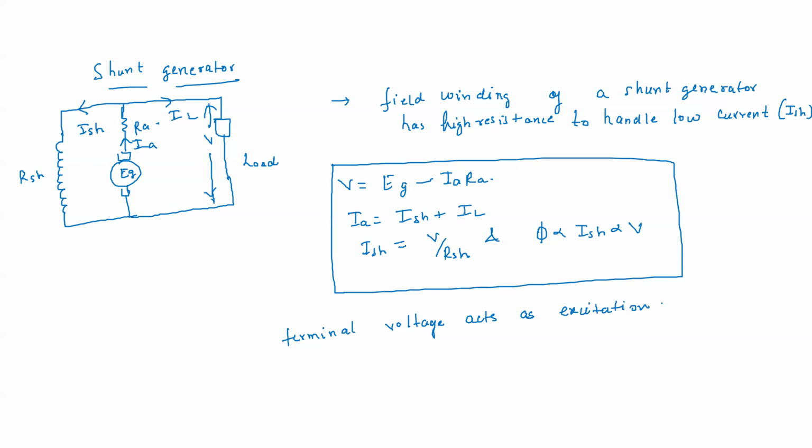Excitation means field excitation, and hence it is called a voltage operated field. Now we will see the series generator. In the series generator, let me draw it again. Series generator.